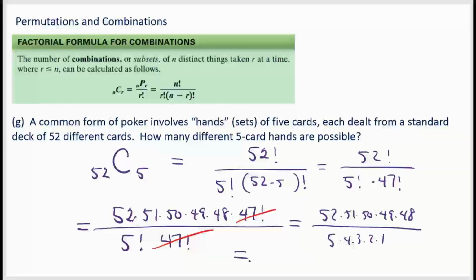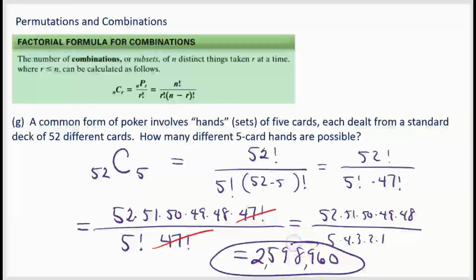And that gives me a big number, 2598960. Now when I read that, that's 2,598,960. And that's how many possible poker hands there are in a single deck of cards.